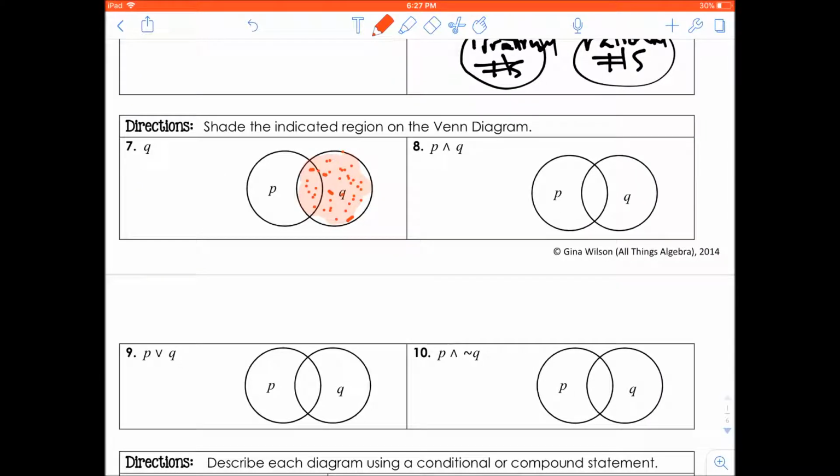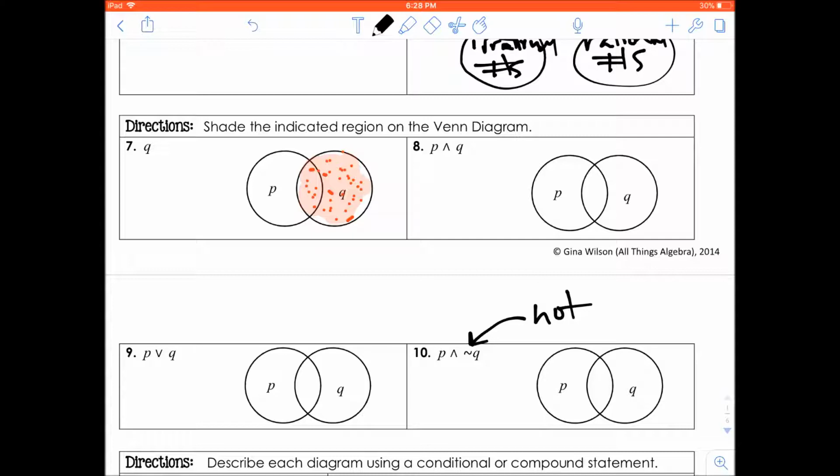Let's skip down to number 10 right now because I want to remind you what this symbol means. This squiggly was in our last section when we were doing converse, inverse, contrapositive. This means not, or to negate it. So if I say not Q, that means the opposite of Q. That means anything that's not inside Q.